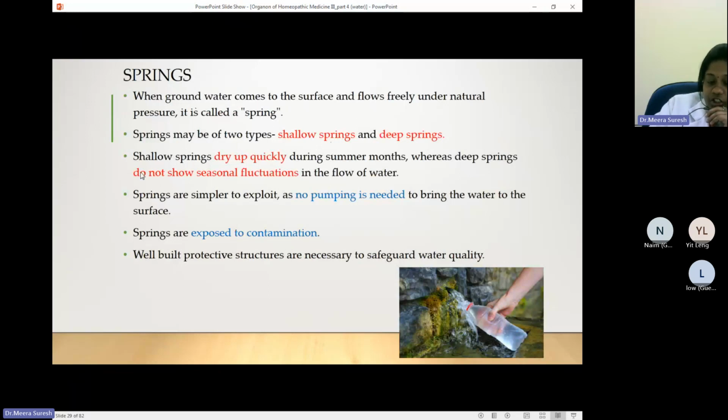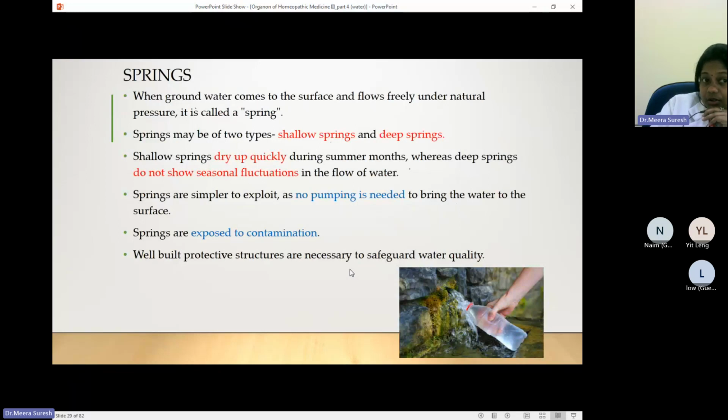In case of the shallow springs, similar to the shallow well, they also can dry up quickly, especially during summer months. Whereas in case of deep springs, we don't see such fluctuations in the flow of water. However, it is exposed to contamination and it is easier for people to exploit because no pumping is needed to bring the water to the surface.